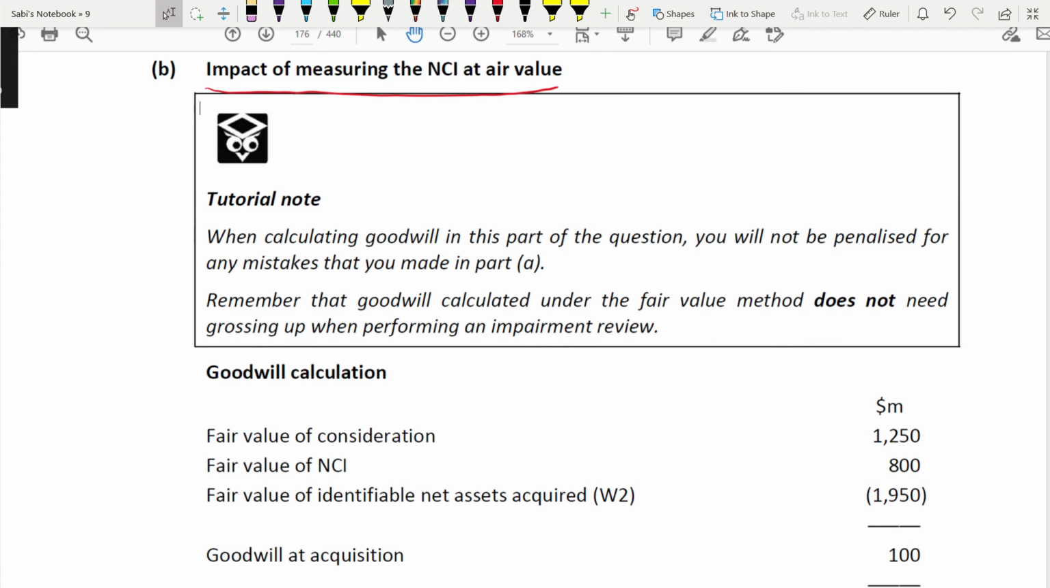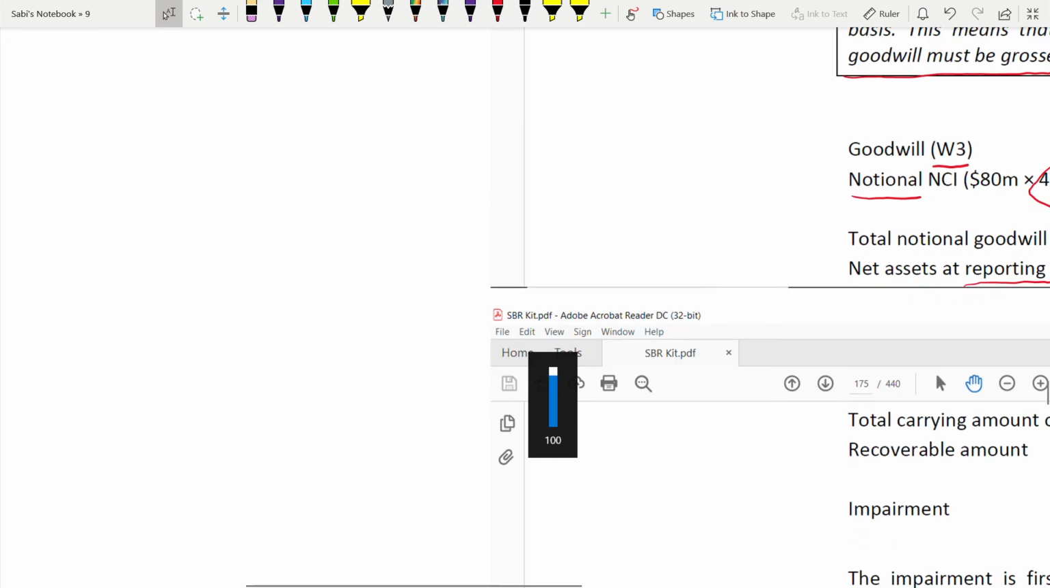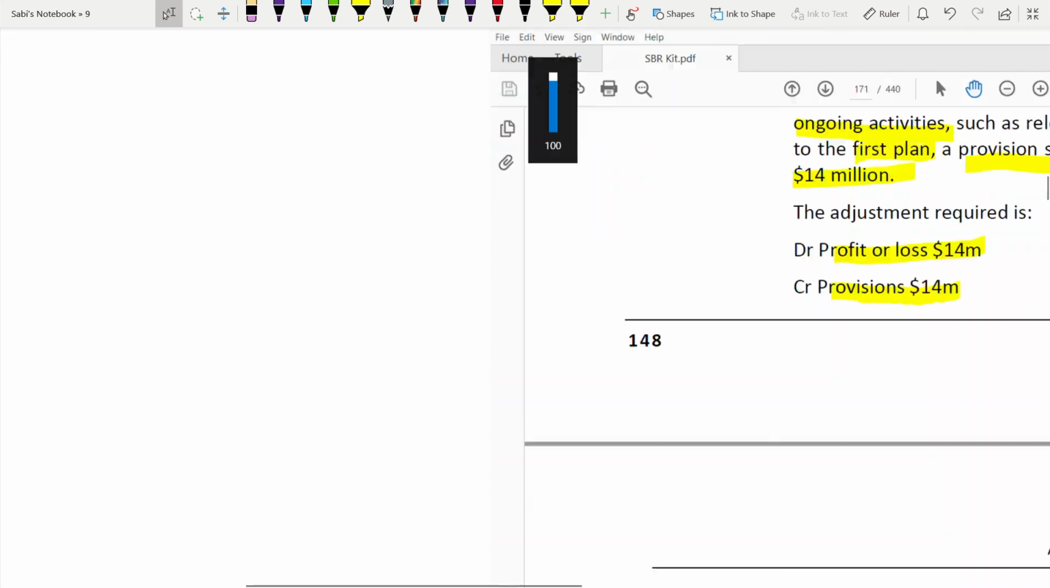So remember that goodwill calculated at the fair value does not need grossing up when performing an impairment review. That's why I like fair value more than this method. When goodwill is calculated using fair value of the NCI, then you don't have to gross up the goodwill. That's what part B is about. But we didn't read the requirements. We need to read it.